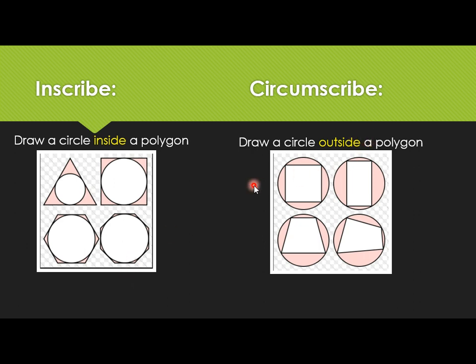Okay, and then if I draw a circle outside, circumscribe, you're going around the circumference. Notice the square, all the vertices are touching, the rectangle, all touching, the trapezoid, all touching. So every vertex has to be touching the circle for the circle to be circumscribed. Inscribed, the circle is inside. Circumscribed, the circle is on the outside.